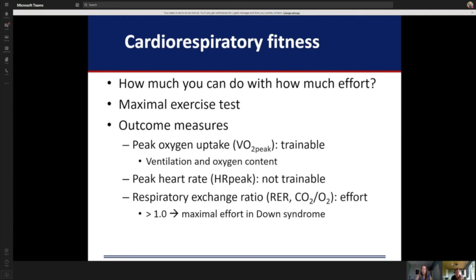Then we also look at the respiratory exchange ratio, which is the ratio between the carbon dioxide and the oxygen. And this is really a measure for effort. So everything over 1 is considered a maximal effort.